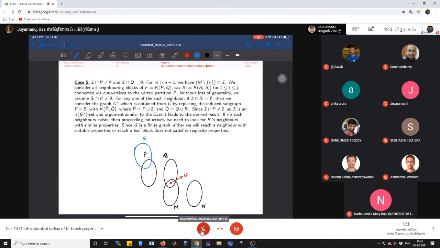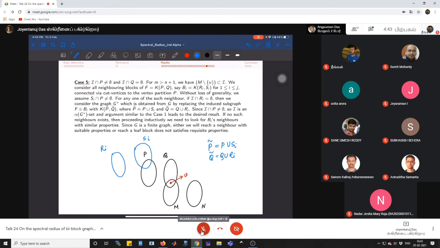So this is S_i and R_i. Okay. So if I intersection R_i is empty, then we can consider P tilde to be P union S_i and Q tilde to be Q union R_i. Then again, we are only increasing the number of edges by merging these two blocks, and it will increase the spectral radius. Okay. But what happens if no such neighbor exists?